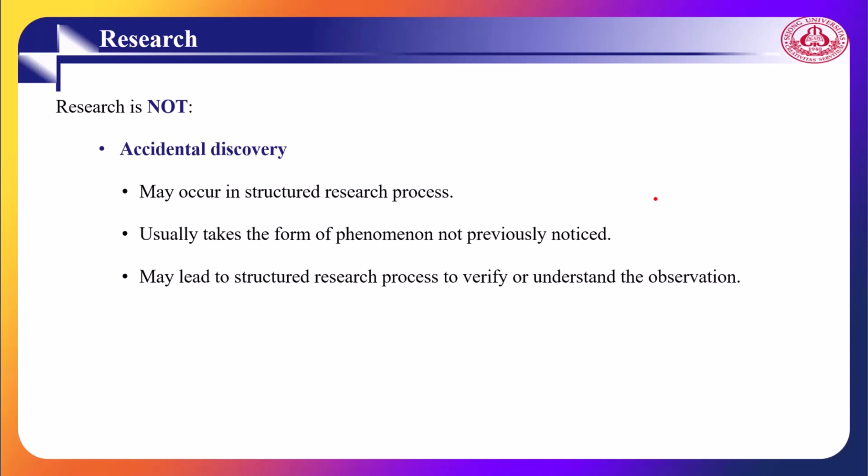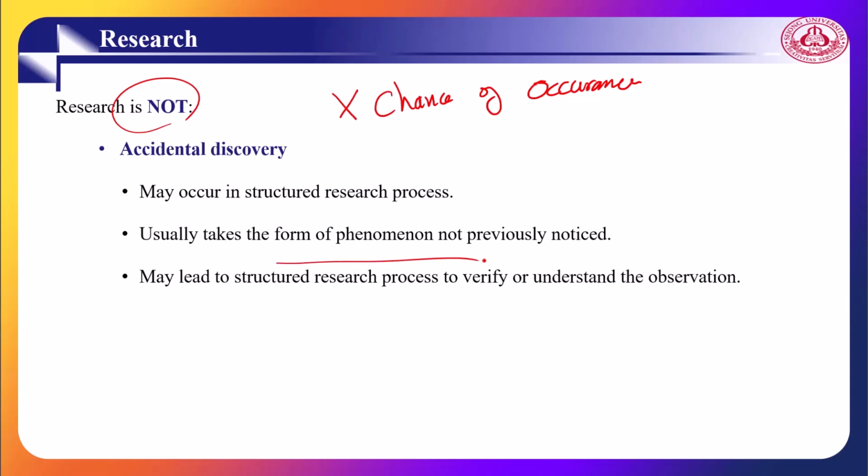Accidental discovery is not research. Research does not rely on chance of occurrence. While unexpected discoveries can happen, they are not the central goal or method of research. They may lead us later to start a research. Accidental discoveries may happen within the context of a structured research process, but they do not define the research itself. Accidental discoveries typically represent new phenomena or observations that had not been recognized before.